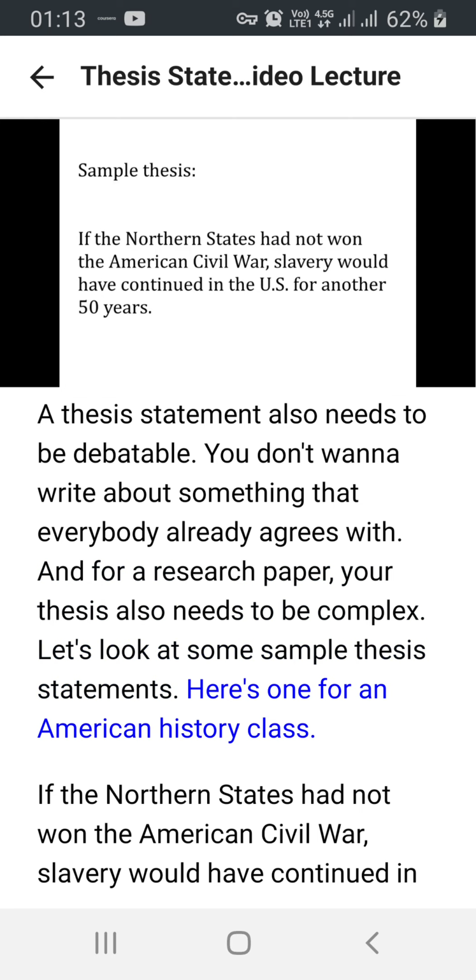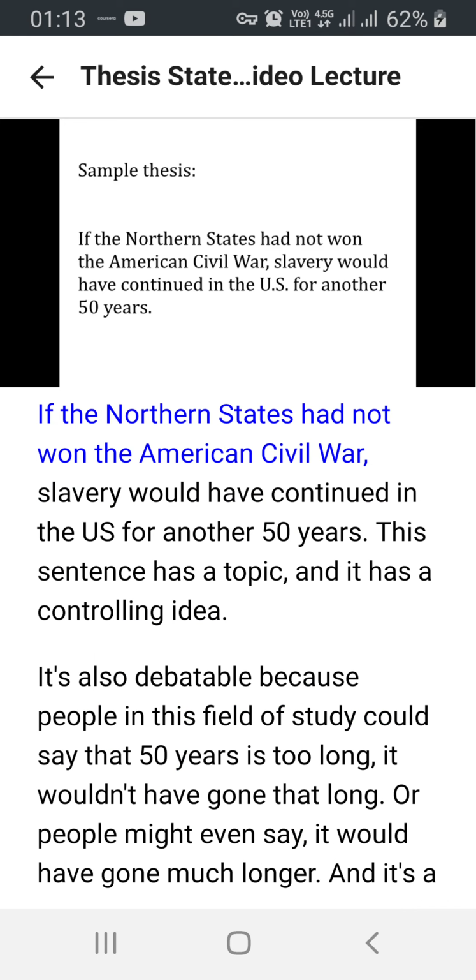Here's one for an American history class. If the northern states had not won the American Civil War, slavery would have continued in the U.S. for another 50 years. This sentence has a topic, and it has a controlling idea.